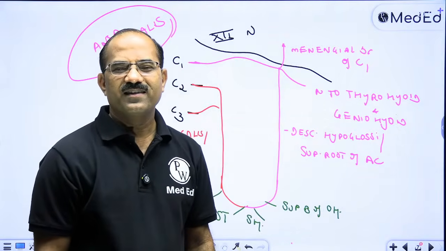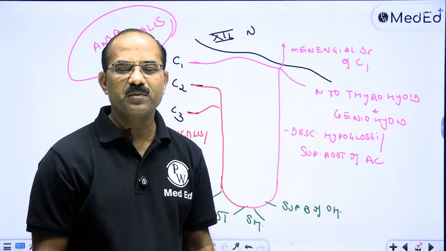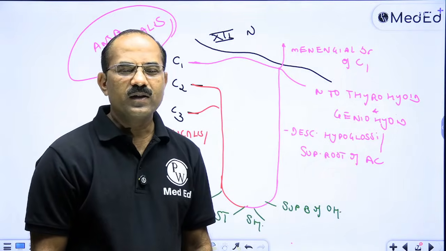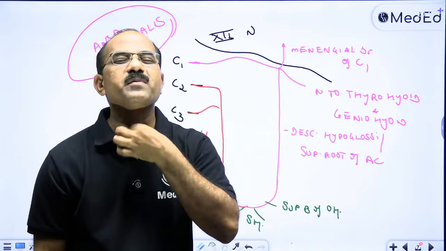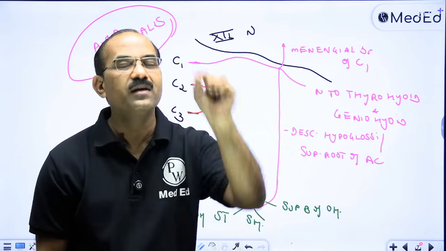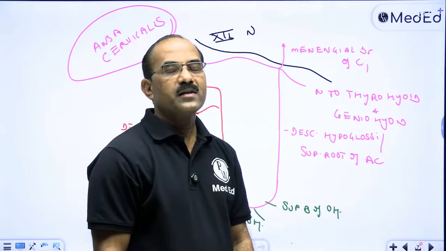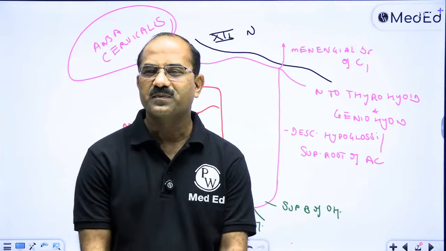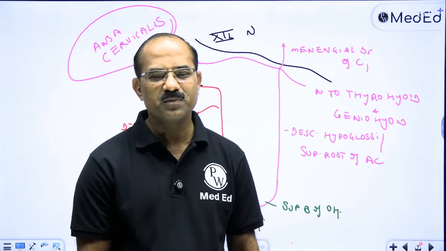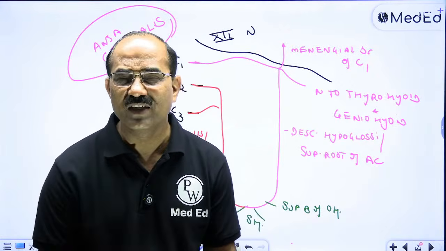Except. Answer this. All the strap muscles are supplied by Ansa cervicalis except एक strap muscle है जिसे Ansa supply नहीं करता है. There's one strap muscle which is not supplied by Ansa cervicalis. What is that? चलो बच्चों, बोलो. I'm listening. I'm waiting for your answer.